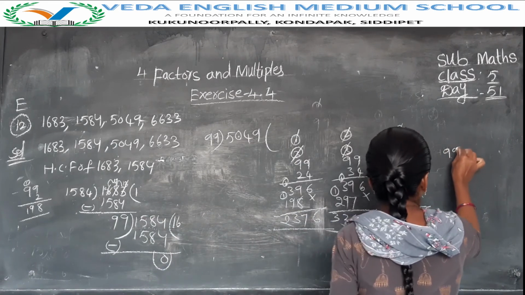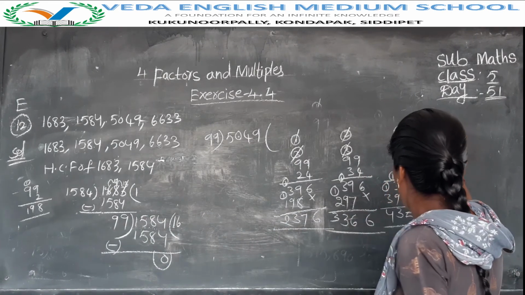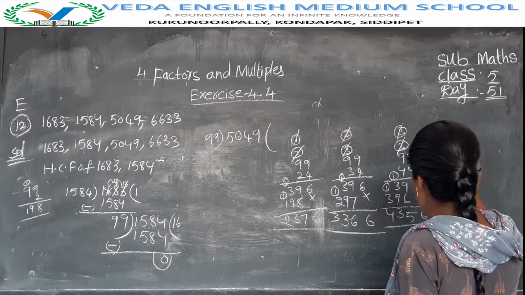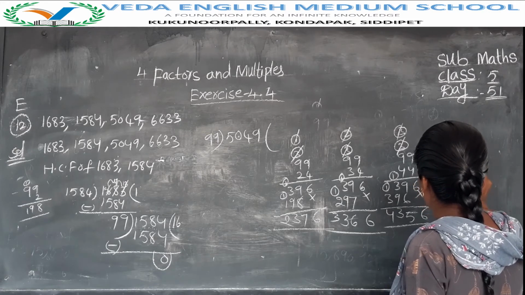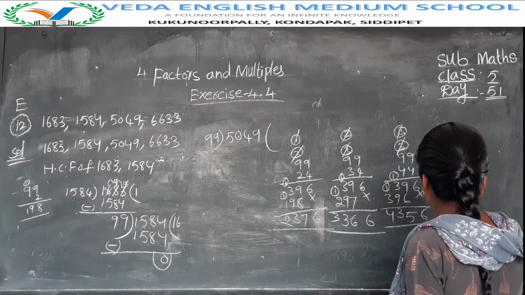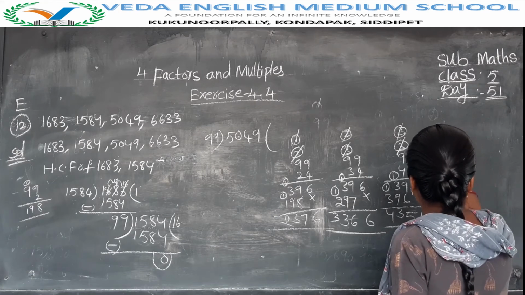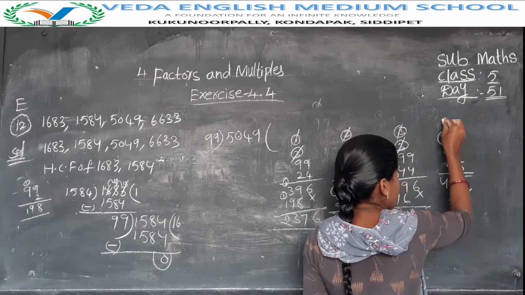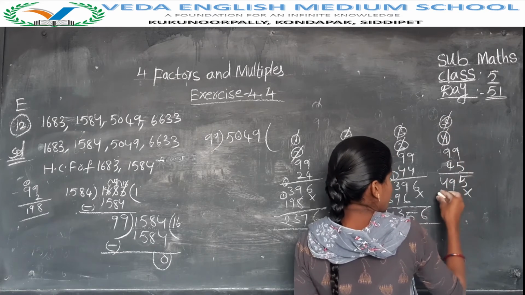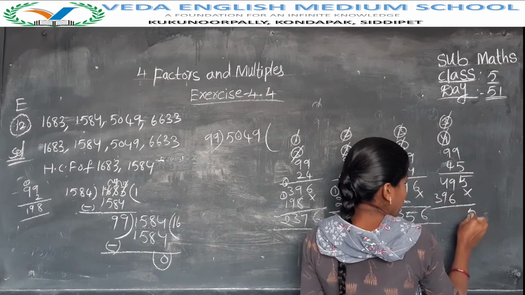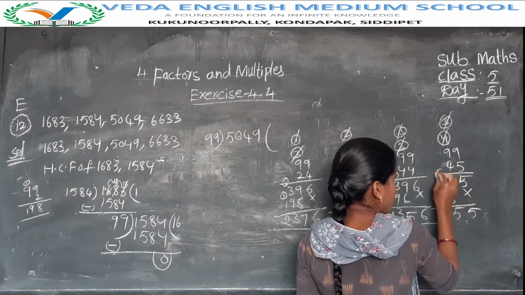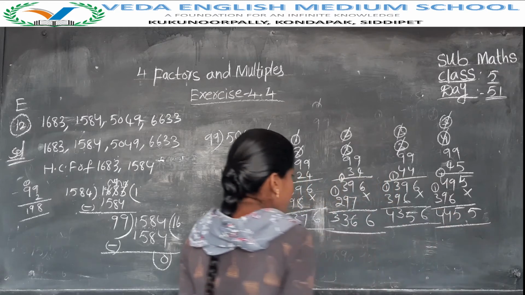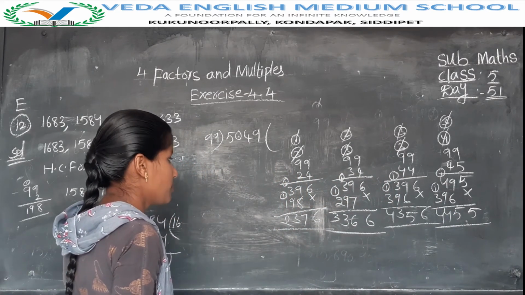Next we will check 99 45s are, 5 9s are 45, 45 plus 4 49, 4 9s are 36, 36 plus 3 39, 5. 9 plus 6, 15. 5 here, 1 will become carry. 9 plus 1, 10. 10 plus 4, 14. 3 plus 1, 4. 4455. So we'll check.